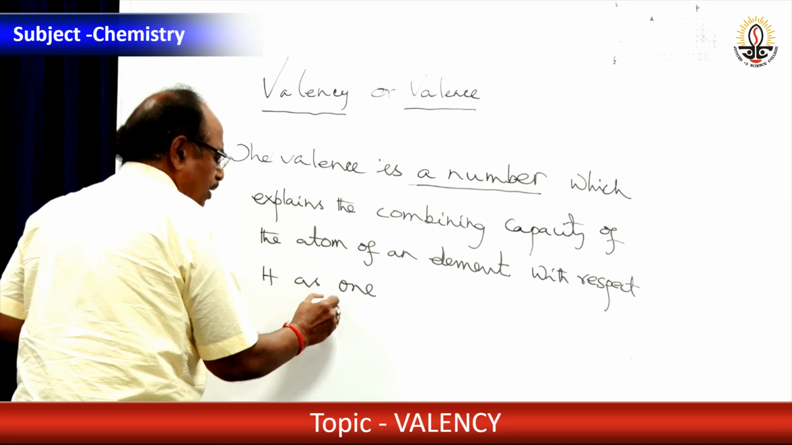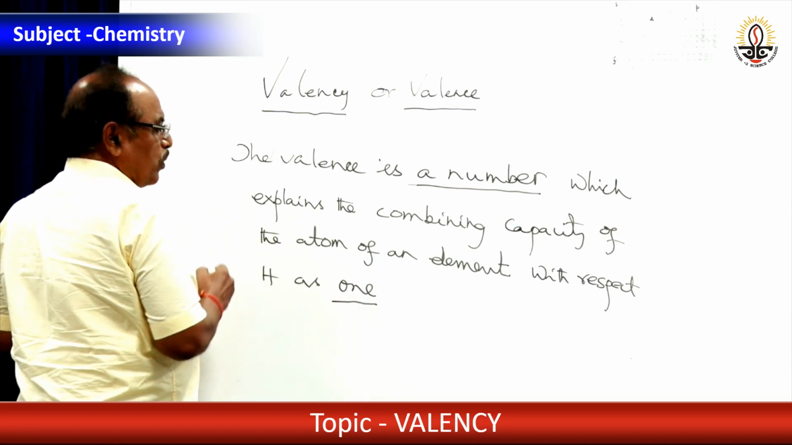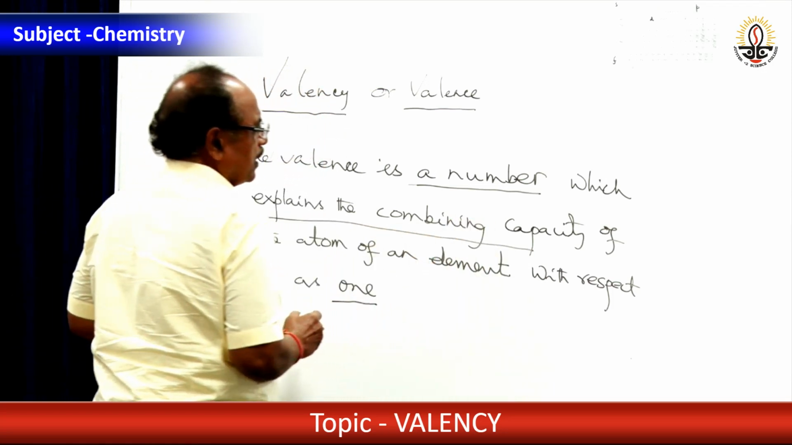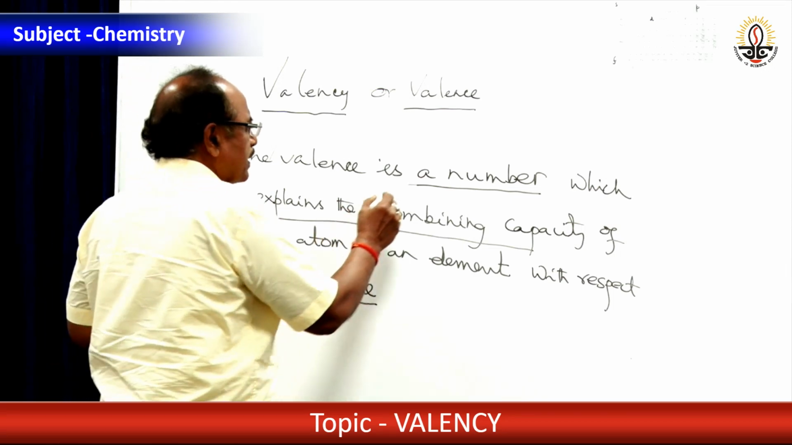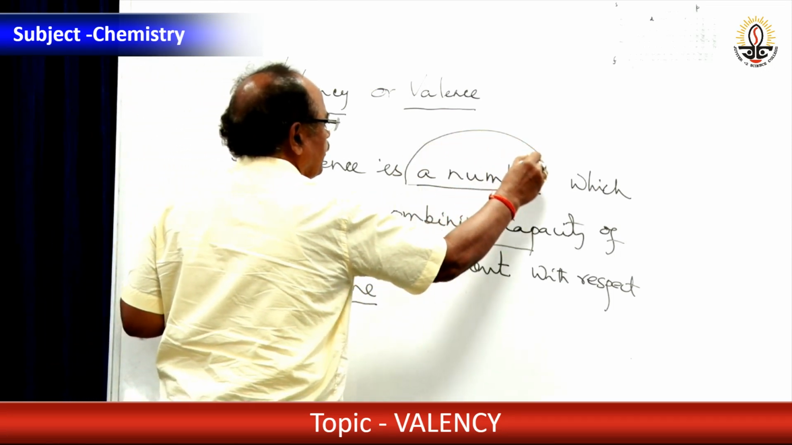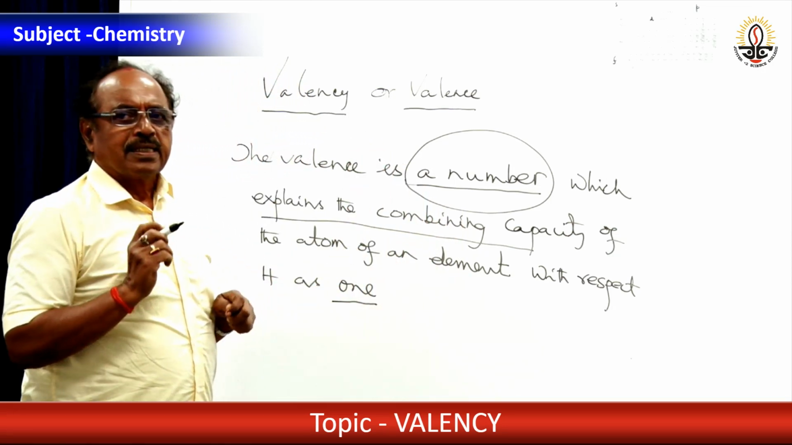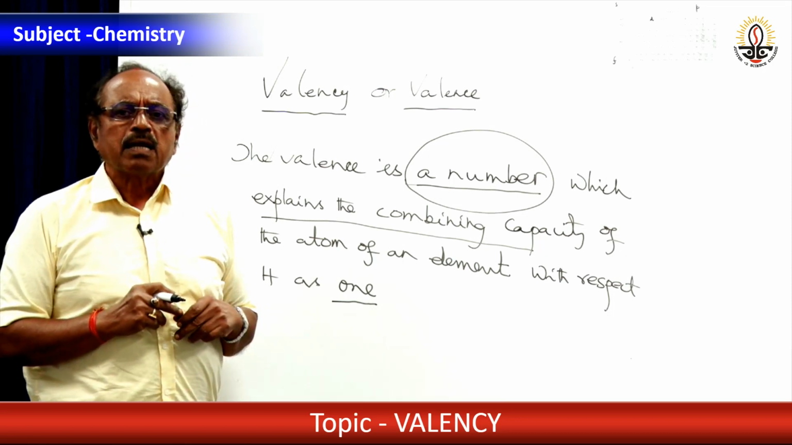Means taking the combining capacity of hydrogen as 1, we will be explaining the combining capacity of different elements, and that is the valency of an element. So, I am using a word here, please give your focus on this word: a number. It is a number. You should understand why I say the valency is a number.